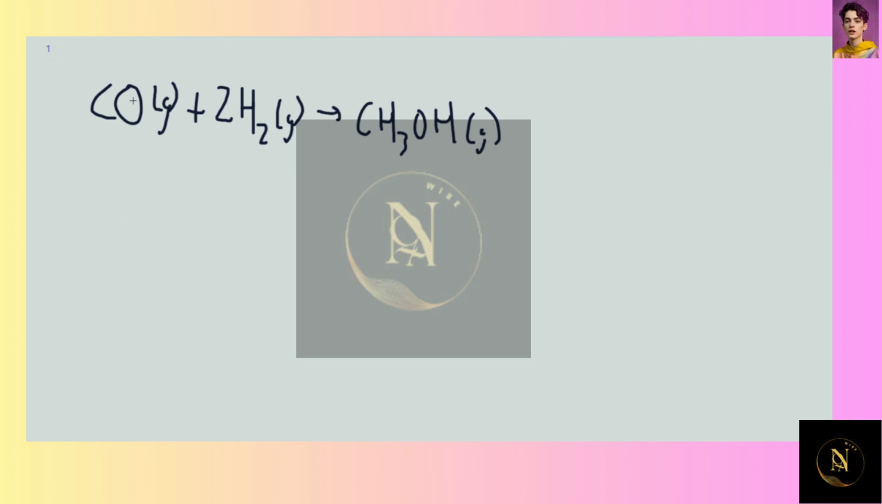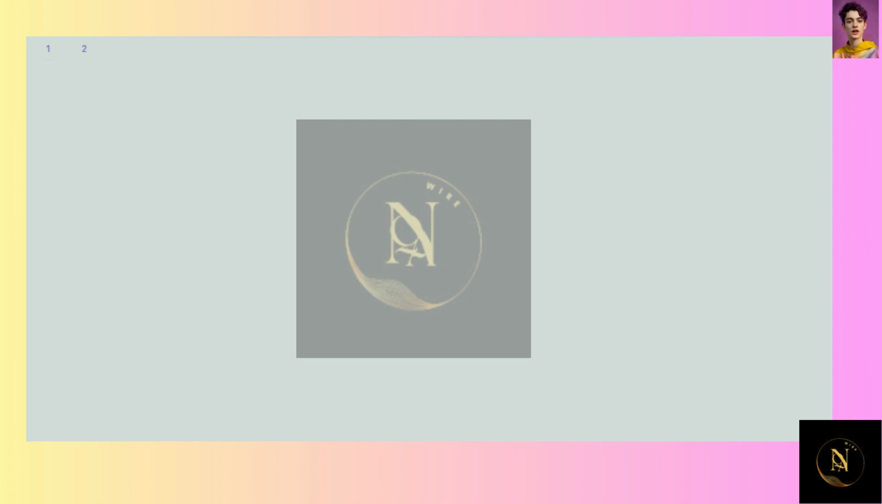So for this, we can do the ideal gas law for carbon monoxide and hydrogen gas separately to get the number of moles of each. And once we have the number of moles of each, we can compare them to see which one is limiting in this case. So I'll start with CO. And so for CO, again, we have the ideal gas law, PV equals nRT, and we want to solve for n.